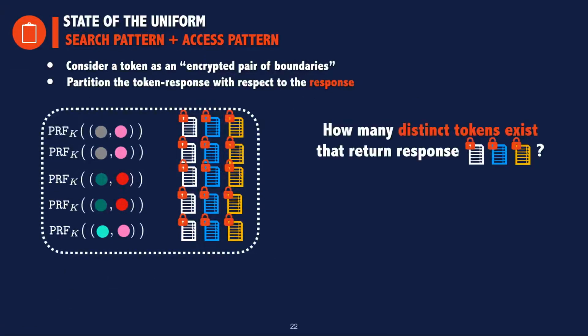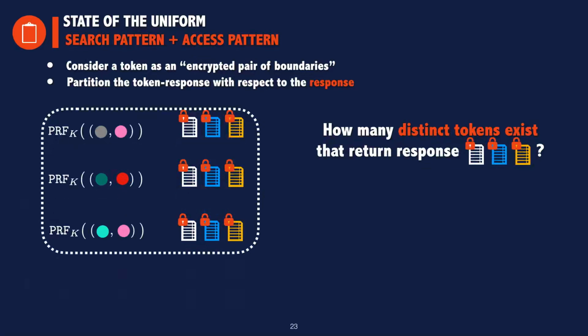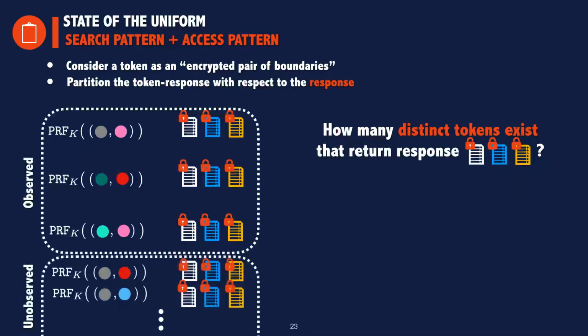The next question we ask is, how many distinct tokens exist that return this specific response? Since we are interested in distinct tokens, we can remove the multiplicity from the multiset and count the remaining unique tokens. At this point, the attacker can say with certainty that there exist at least 3 tokens that return this response, but unfortunately, he doesn't know with certainty how many tokens have not been observed.